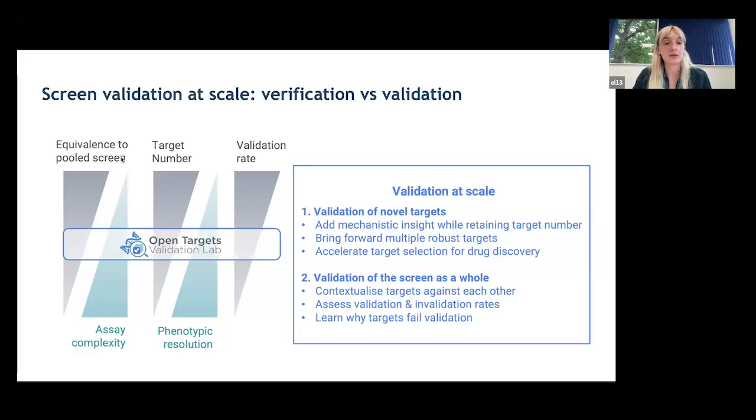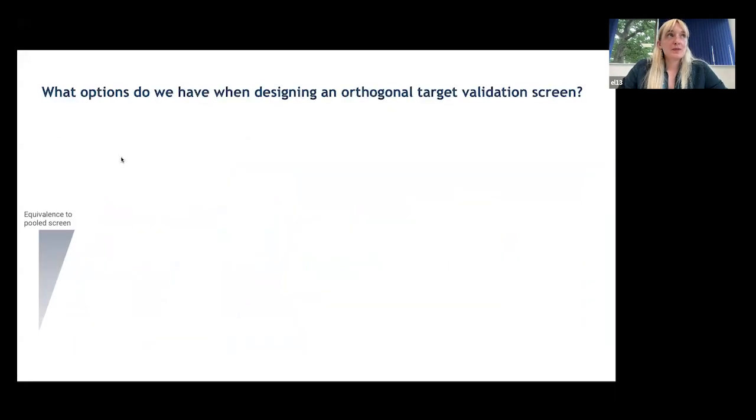But the second benefit is that we got an idea of how the screen worked as a whole. So we could look into validation and invalidation rates by comparing the array to the pooled screening data set and begin to understand why some targets are failing validation. So when you come to designing an arrayed CRISPR validation screen, what options do you have when you design it, and where do you sit along this scale of equivalence to your pooled screen?